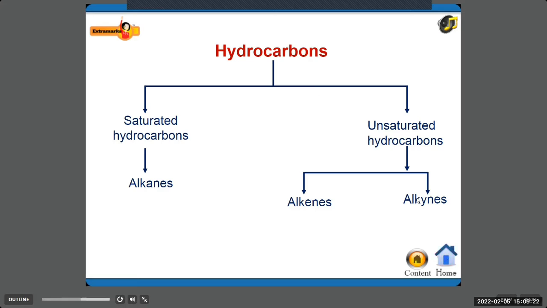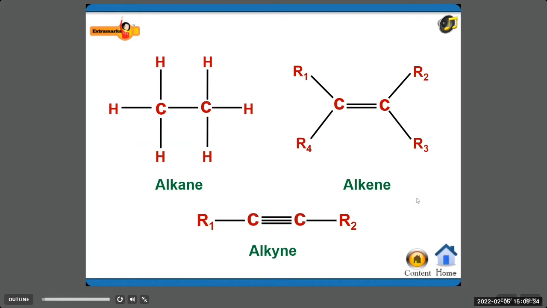Hydrocarbons are the organic compounds which contain carbon and hydrogen atoms only. They may further be classified into 2 classes: saturated and unsaturated hydrocarbons.